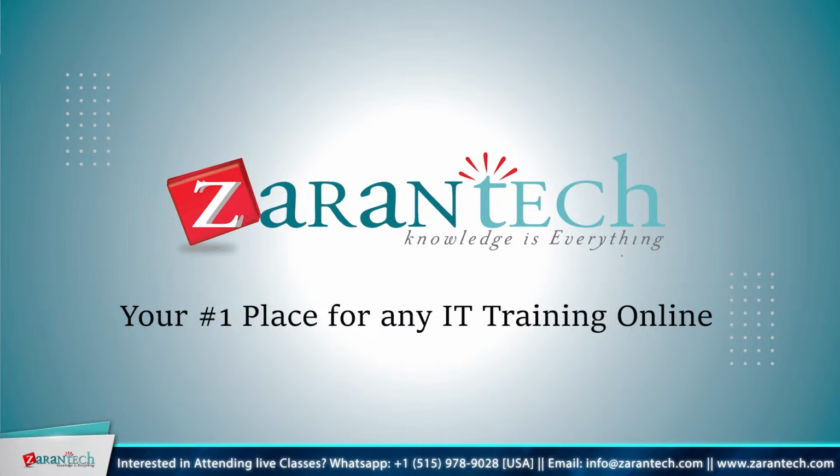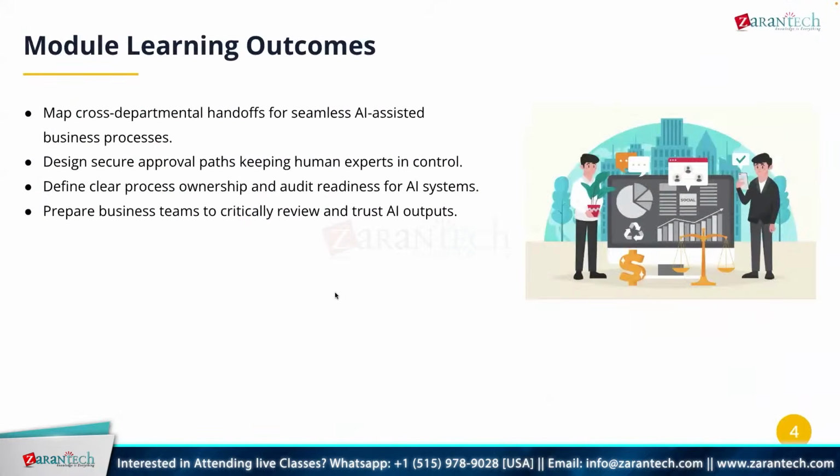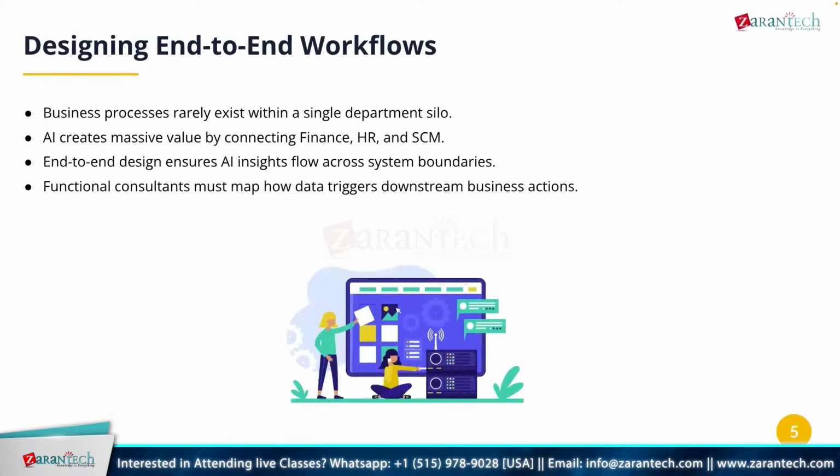So on cross-functional adoption, let me explain. Let's go through the small disclaimer, right? So this is the agenda. Anyway, for the module learning outcomes, you can get business processes. You can design secure approval paths, keeping the human experts in control, with ownership control, and business teams critically reviewing and trusting AI reports, all these things. So you can design end-to-end workflows also on top of this.